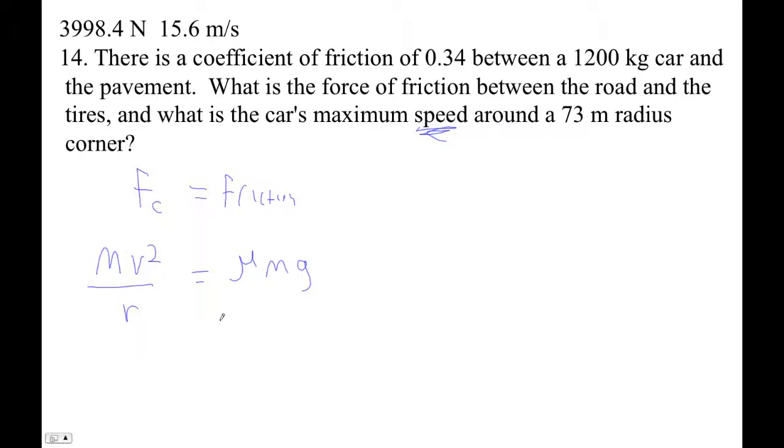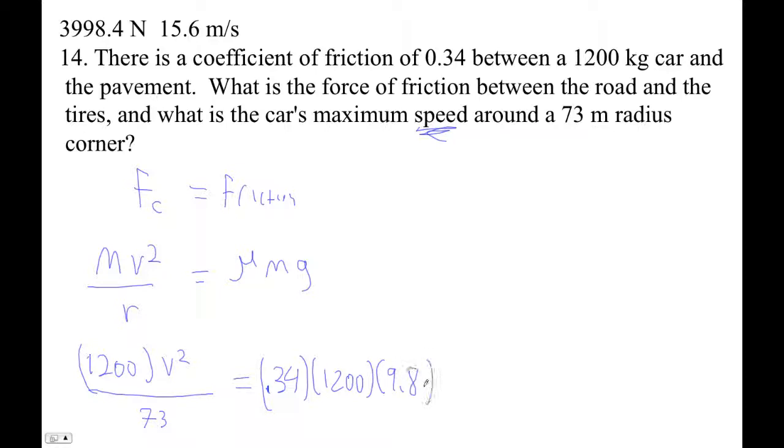You will have to come up with the devilry that is setting them equal to each other. If we plug in the numbers, we've got 1,200 kilograms of car. We don't know how fast it's going, so I'll just write v squared. The corner is 73 meters, which is a very, very sharp corner for a car. And 0.34 is our coefficient of friction. 1,200 is on this side as well, and 9.8 is on this side. Now I'm hoping you see that there's 1,200 on both sides. We needn't worry ourselves with it.